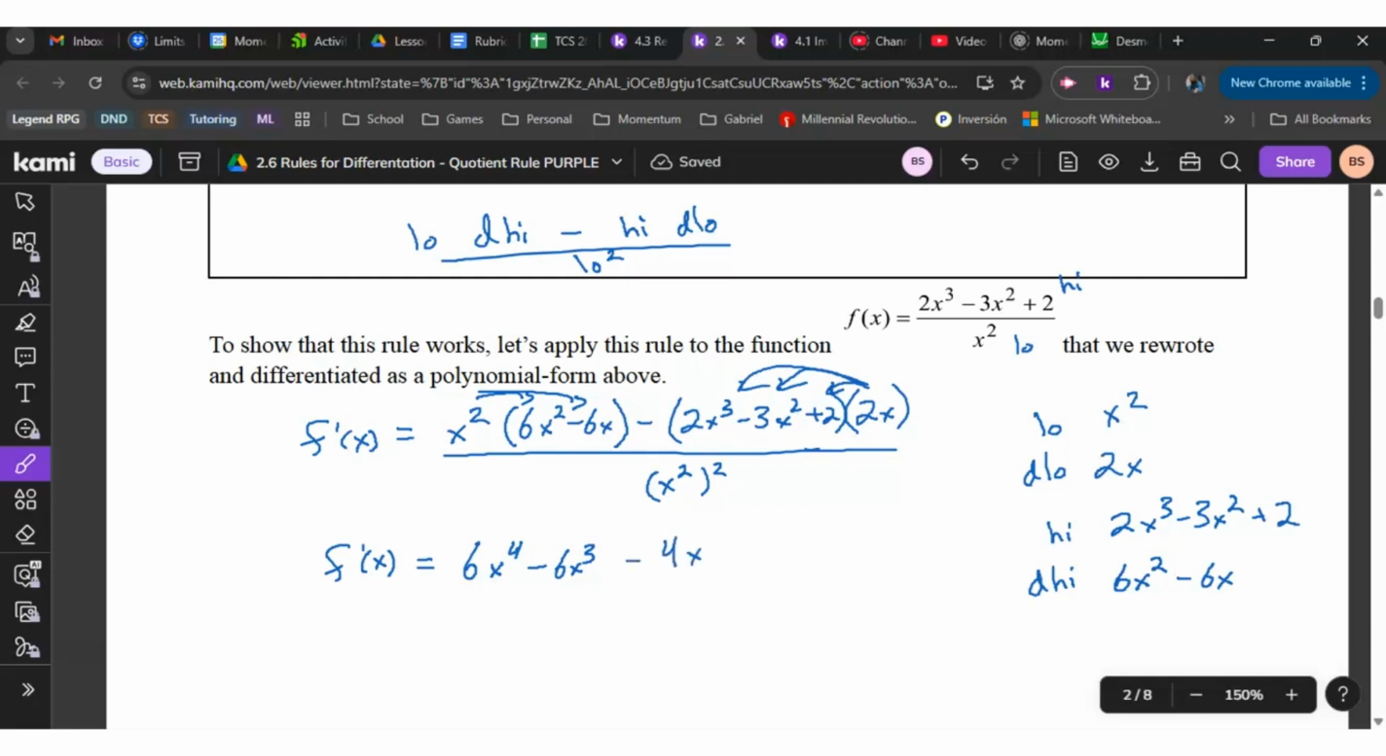Get negative 4x to the 4th. We need to do that. We're going to do this just so that we can see it's the same. I won't always make you do this, but in this case I do want you to. This will be plus 6x cubed minus 4x all over, we already said, x to the 4th. Now, does anything cancel there?